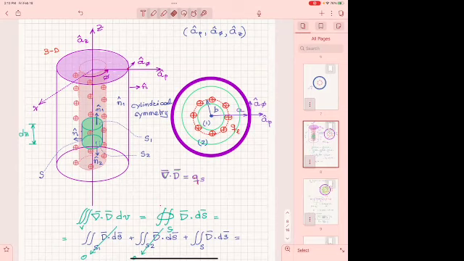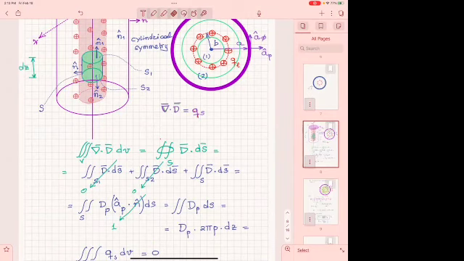Is it going to be volume? Is it going to be surface? Is it going to be line? Surface, because the charge distributes on the surface. So Q sub S, while total Q has the units of coulombs, Q sub S will have the units of coulombs per meter squared. Okay? Just to keep it in mind.